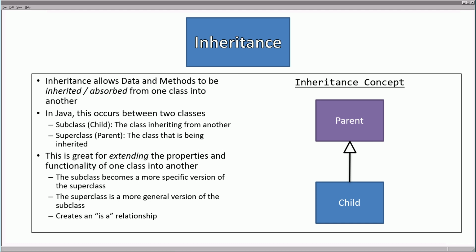This is great for extending the properties and functionality of one class into another. The subclass becomes a more specific version of the superclass, and the superclass is a more general version of the subclass. This also creates what's called an is-a relationship that is denoted by a block arrow.